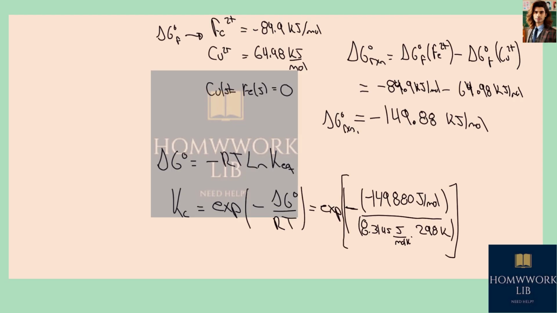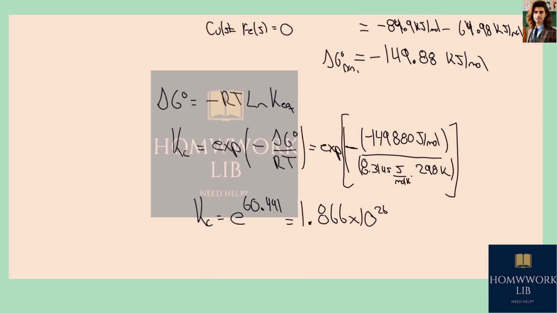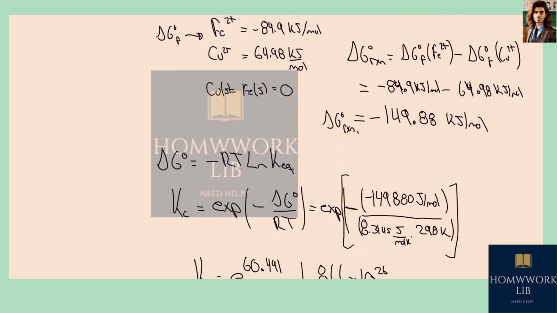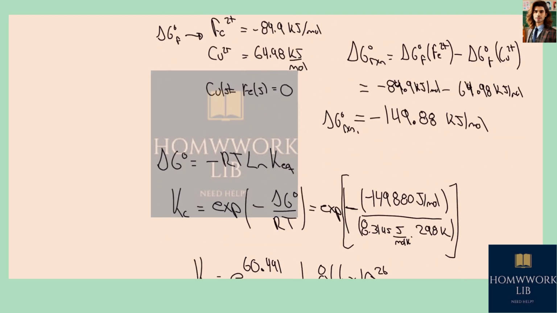Let's say this square parenthesis. And the result for my equilibrium constant would be equal to e to the 60.491 approximately, or equal to 1.866 times 10 to the 26. So this is going to be a very spontaneous reaction, and as you can see from the values for delta G of the reaction, the equilibrium is going to be shifted in a quantitative way towards the products. And with that, it would be all.